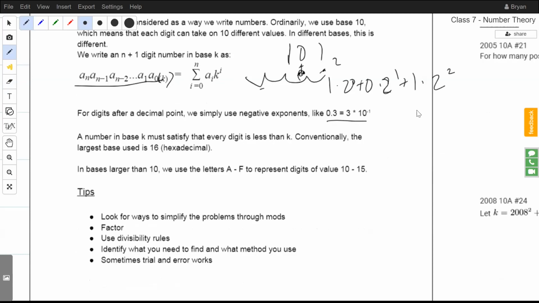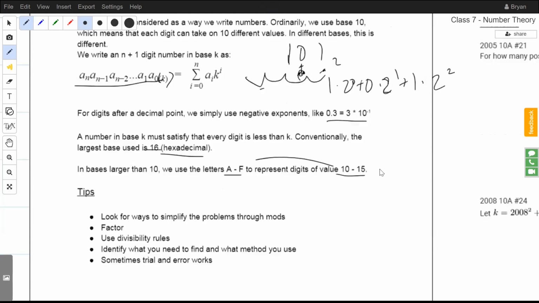And usually the largest base that you'll see is 16, which is hexadecimal. Because it's larger than 10, we need separate digits to represent the values of 10 through 15. Usually the letters A through F are used to represent 10 through 15 respectively. So A is usually 10 and F is 15, and everything in between just matches up.